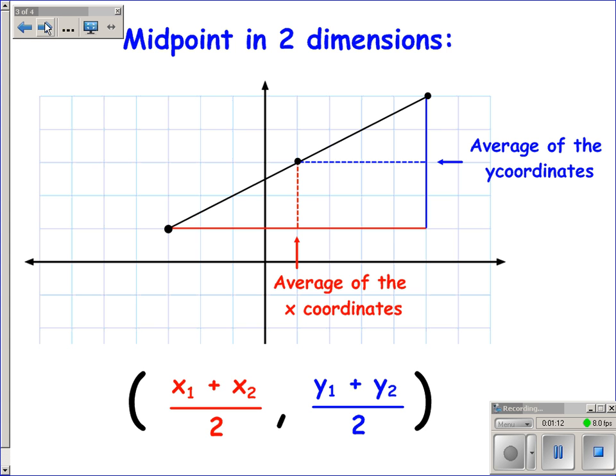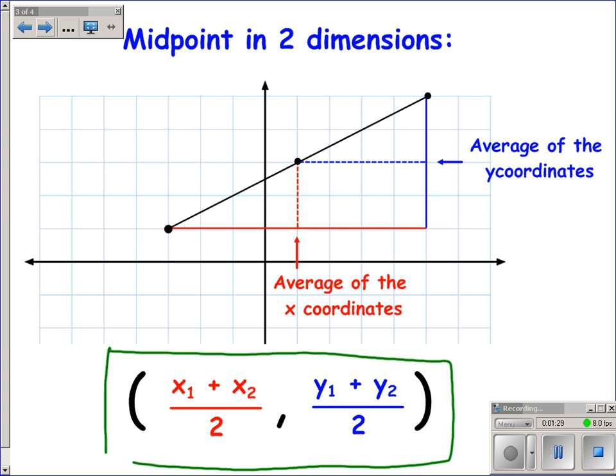Now, that'll help us as we go into 2 dimensions, meaning x and y. What we'll do is we'll find the average of the x coordinates and the average of the y coordinates. I know it looks a little scary as a formula, but all you're doing is averaging the x coordinates and averaging the y coordinates.